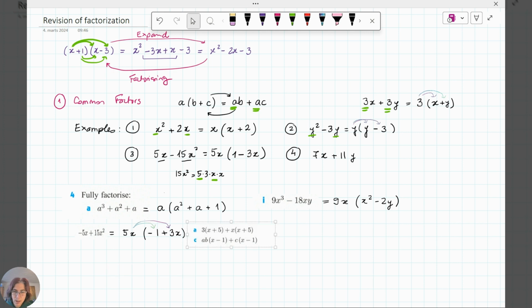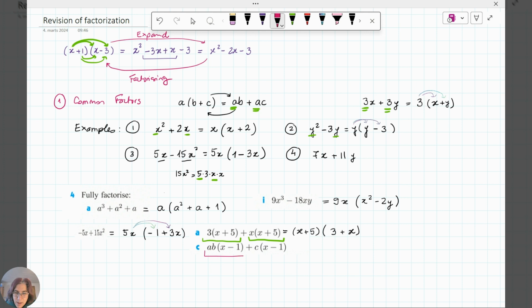Let's see the last two I have over here. It could look a little bit more complicated, but if we focus on the terms, which are separated by plus or minus signs, in each of the terms I have a bracket that is x plus 5 that is common to them. So that is actually my common factor. So I'll write x plus 5, and this is being multiplied by 3 plus x, and this is my full factorization.